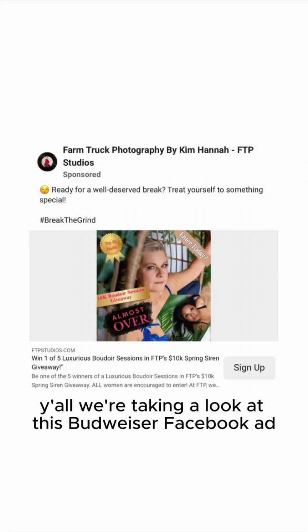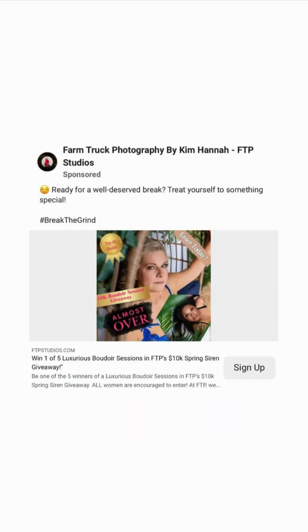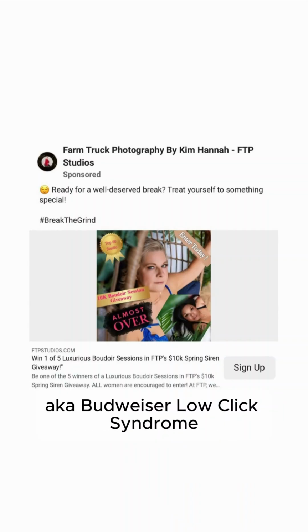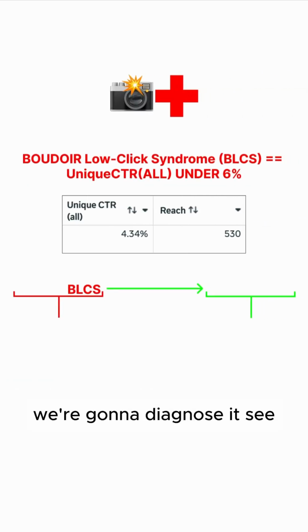All right, y'all, we're taking a look at this Boudoir Facebook ad. Going to diagnose it, see if we believe it has BLCS, aka Boudoir low click syndrome. We're going to diagnose it, see what our thoughts are.